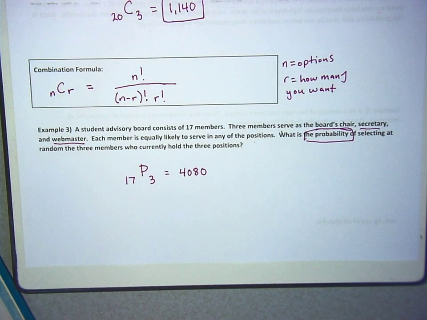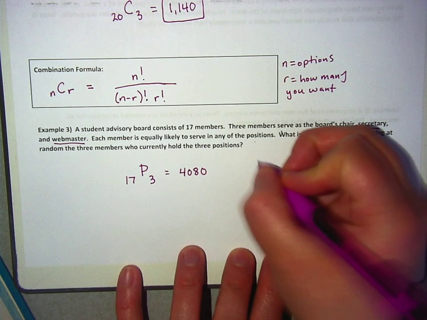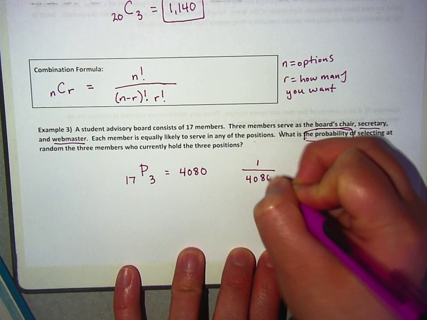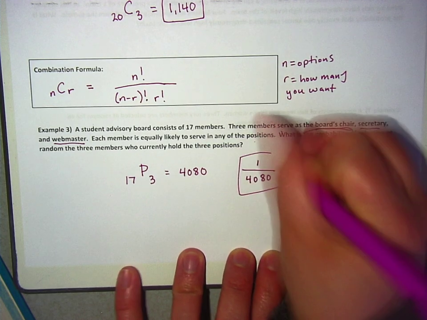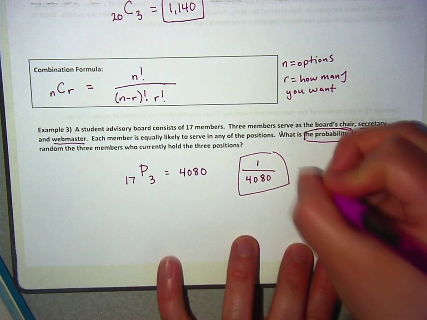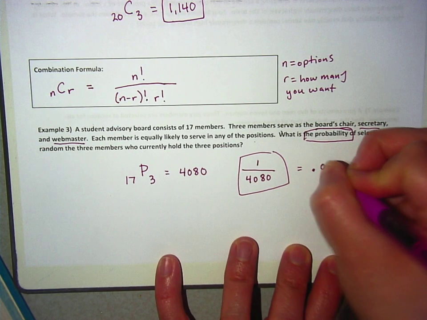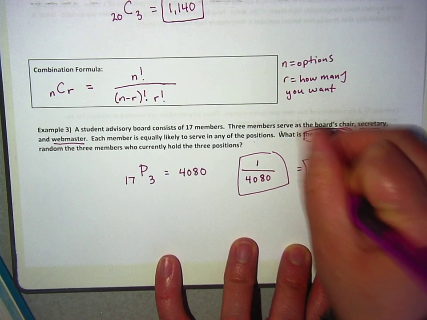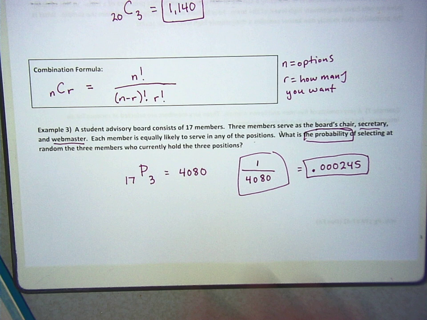So there are like 4,080 choices of who could be president, or chair, secretary, and webmaster, but there's only one thing that would match it. So it's only 1 out of 4,080, which would be 0.000245. That's your chances of just randomly selecting the correct chair, secretary, and webmaster.